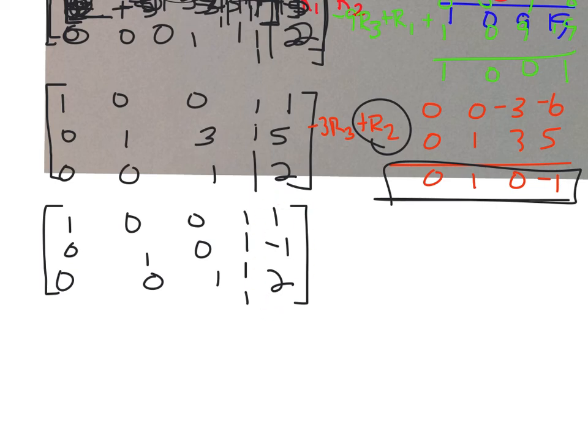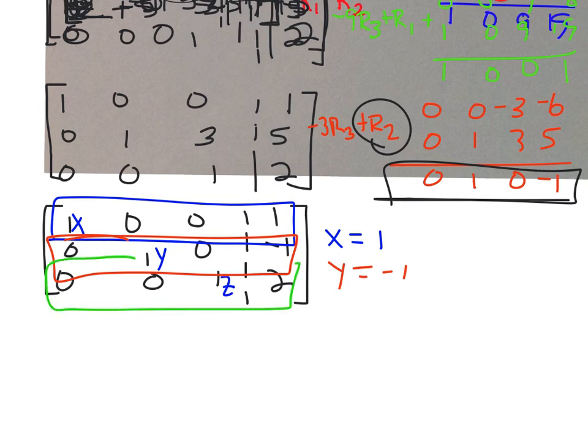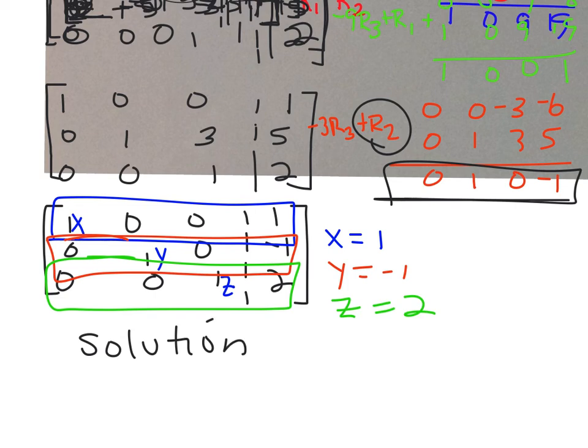So now I'm going to write it as a matrix. So my matrix is going to be, remember, this is my 1x, my 1y, my 1z. So I have x is equal to 1, y is equal to -1, and I have z is equal to 2. And so my solution would be 1, -1, 2.